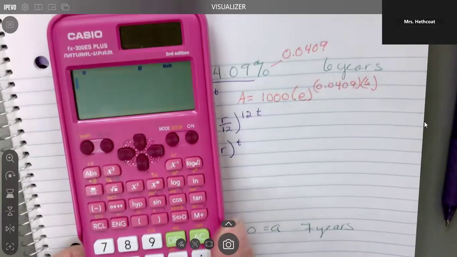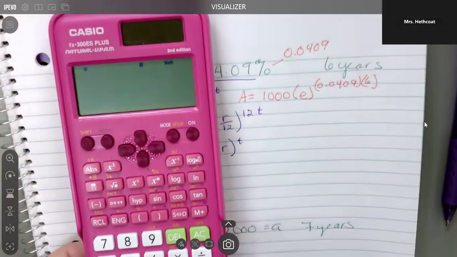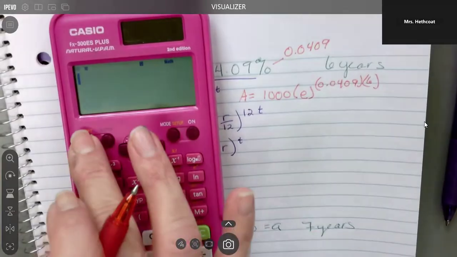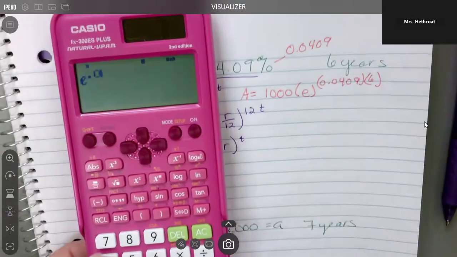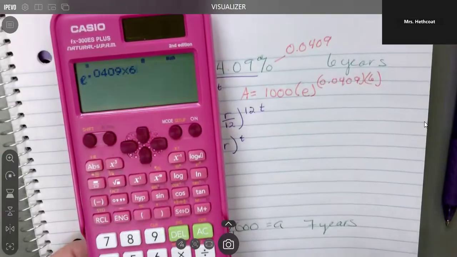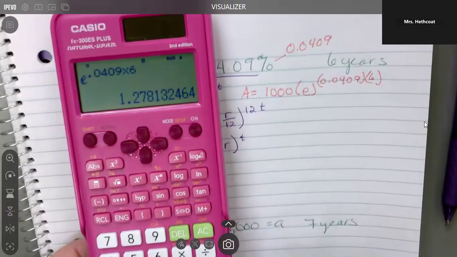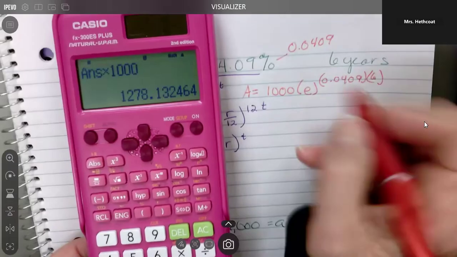I'm going to start with just the e and then multiply times 1,000 at the end. On our calculators, you hit Shift and then the natural log button, which has an e to the exponent of. You can see my exponent is ready. So I'm going to go 0.0409 times 6. I'm double checking that the times 6 stayed as the exponent, which it did. That equals that, and then times my $1,000.